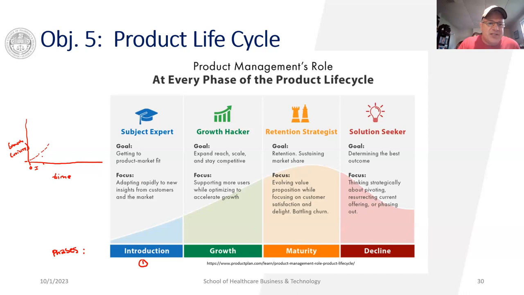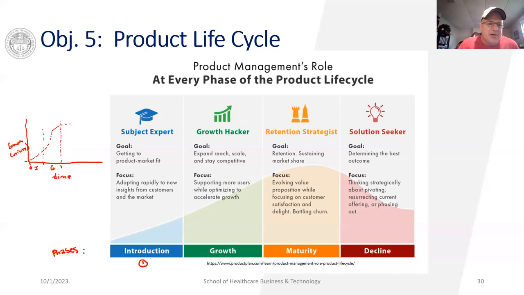And at some point, our goal is to expand the reach, to scale, to stay competitive, to really push out our competition. And so we want to get more users, and we want to optimize and accelerate growth as managers. And then at some point, we start to plateau. I'm going to draw just a little tiny line here so you can see that, where we start to plateau. So we can separate our phases here.